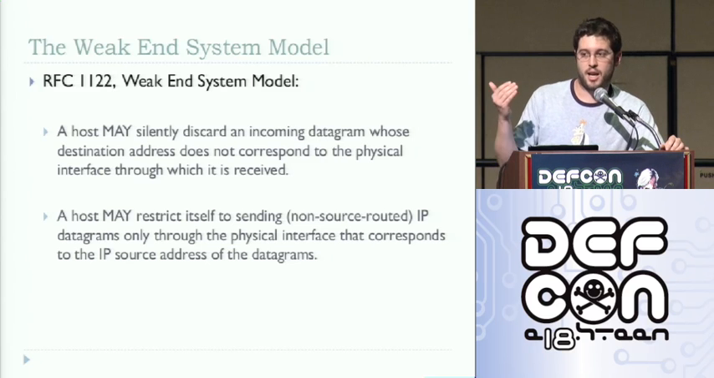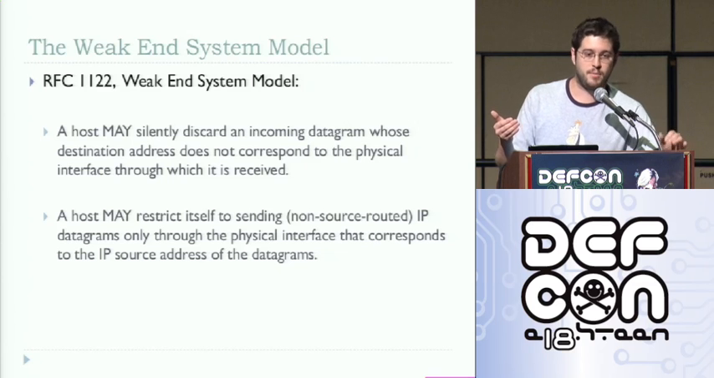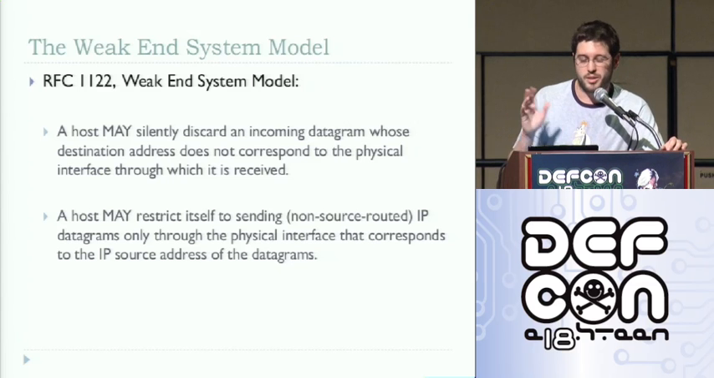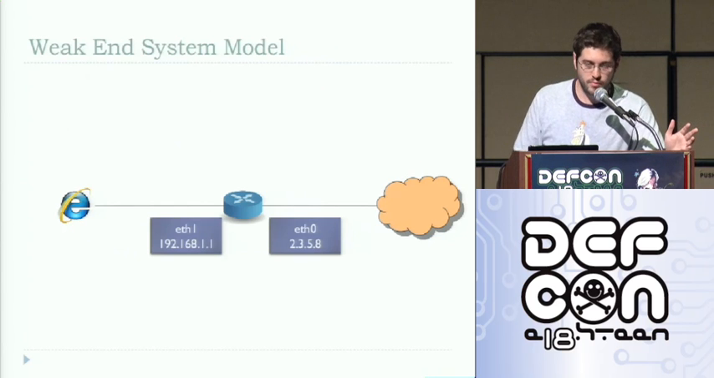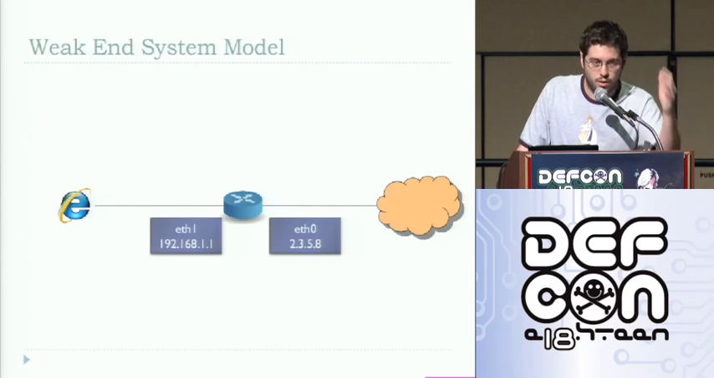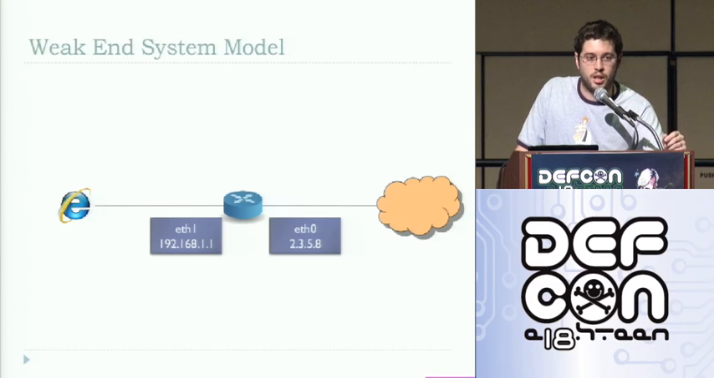So let's say I get a packet in on ETH0, and the destination IP matches the IP on ETH1, I'll still accept that packet, because it's obviously intended for me, even though it technically came in on the wrong interface. So let's look at all this in the context of the router. You've got a router with two interfaces, internal and external. All right? The external interface is ETH0 with an IP of 2358. So what happens when our internal client tries to browse to 2358?